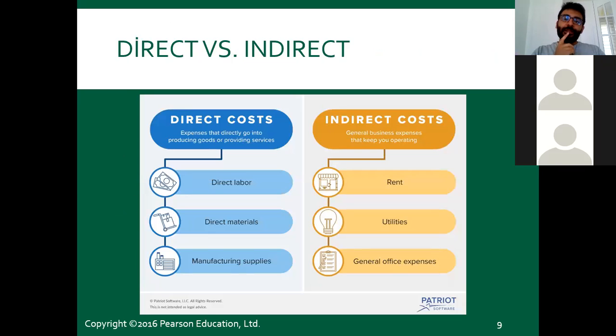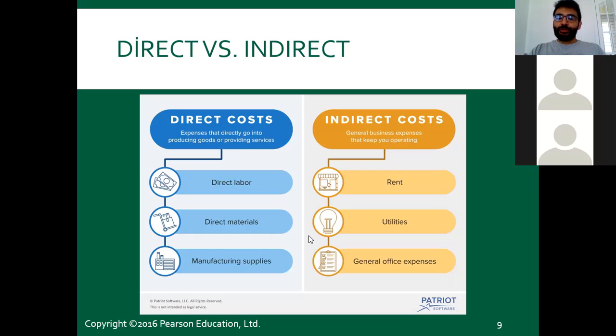Direct costs mean the expenses that go directly into the product, producing goods or producing services. Or in the project case, the expenses that are directly related to your project. I mean, direct labor that you use for that project, direct materials that you use to produce those goods, and manufacturing supplies. These kinds of things are direct costs.